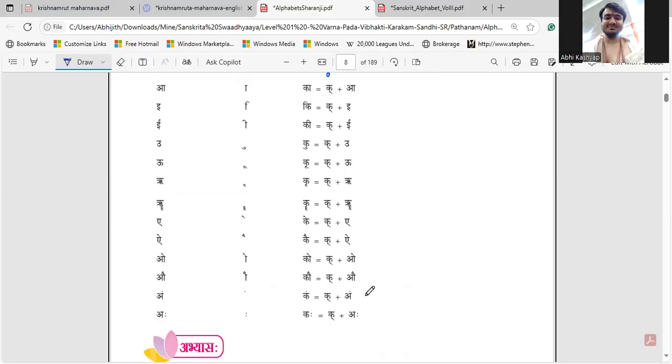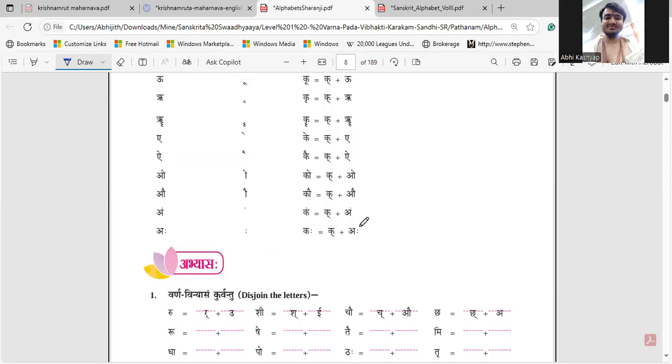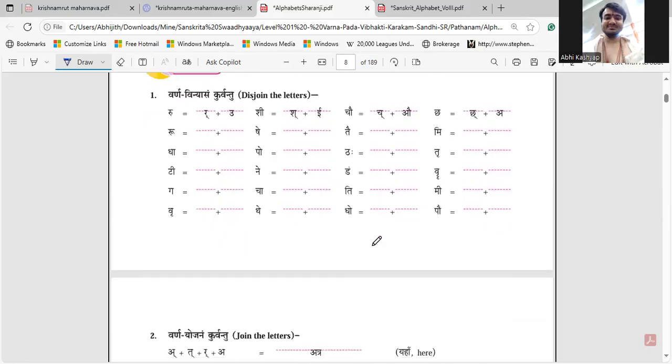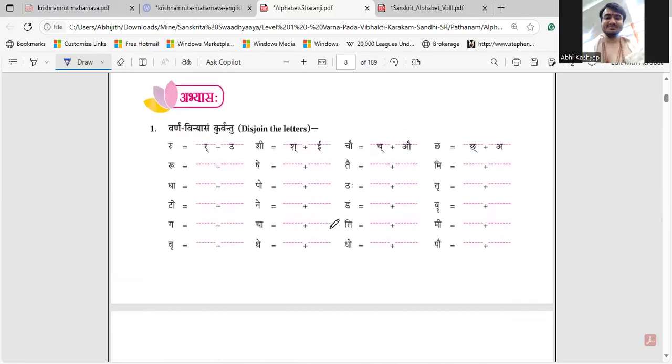At the top we have one dot. We have two dots at the right side. Now we will practice a little bit. You may unmute and volunteer to answer for this. Varna vinyasam kurvantu. This means disjoin the letters. Vinyasam actually has many meanings. Here they have taken it as disjoin. So they have given examples over here.